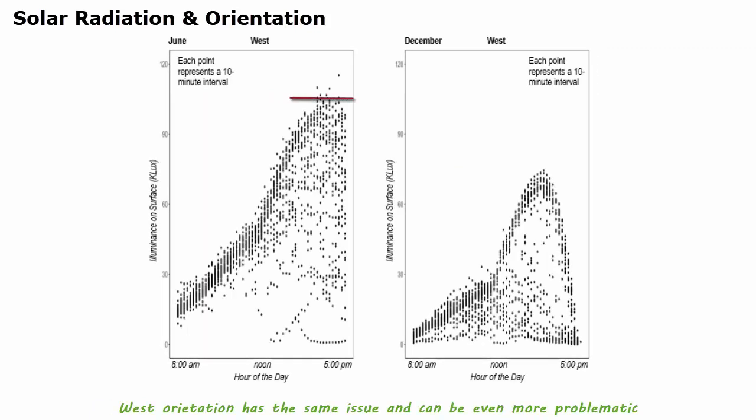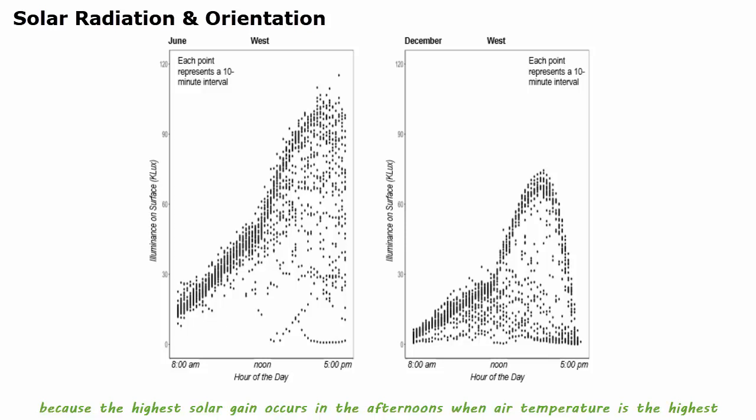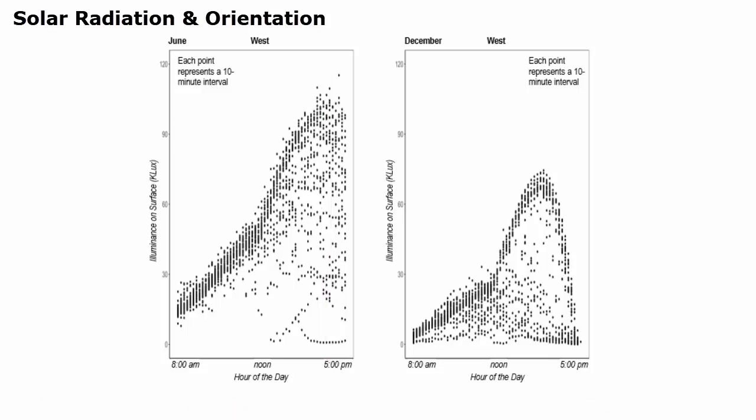West orientation has the same issue and can be even more problematic because the highest solar gain occurs in the afternoons when the air temperature is the highest as well. Both factors result in high cooling peak loads in the summer.